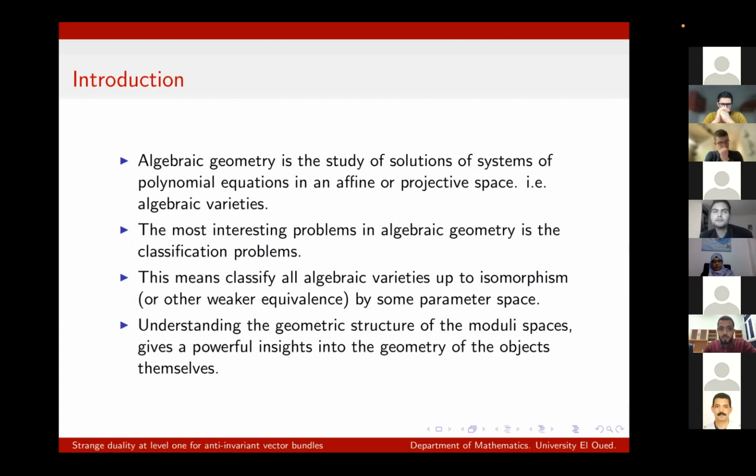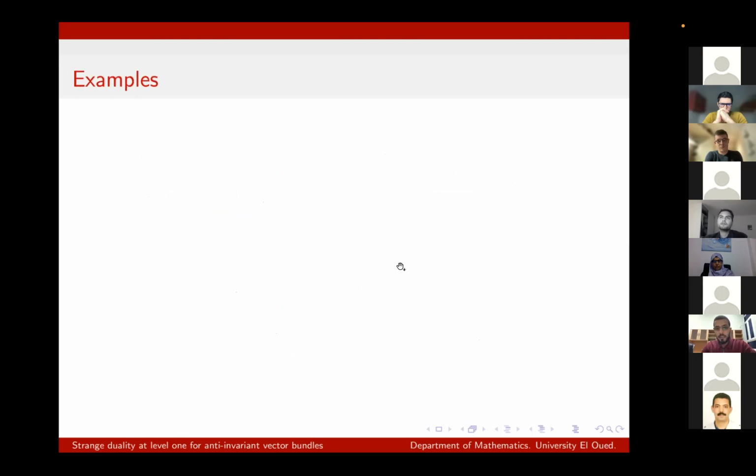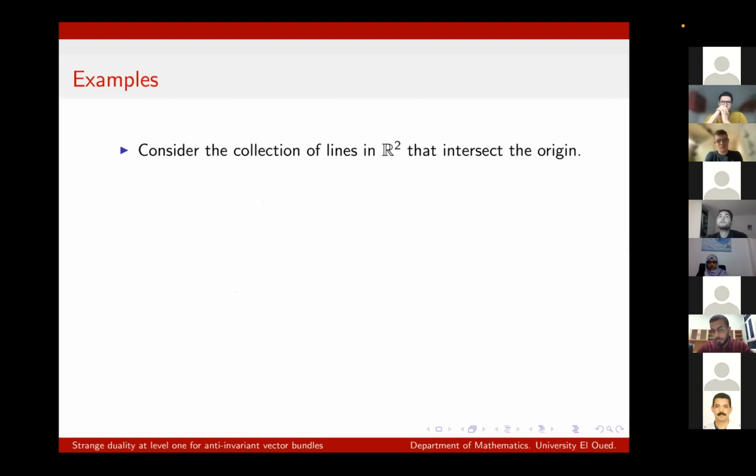For example, if we consider lines in the plane, I give two examples to clarify things here. If we consider lines in R2 that pass through the origin, so linear lines if you wish, then the resulting space is what we call the projective line. I'm sorry for people who are specialized in algebraic geometry because this is so basic. So maybe you can benefit from the second part.